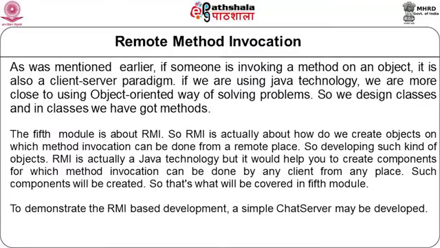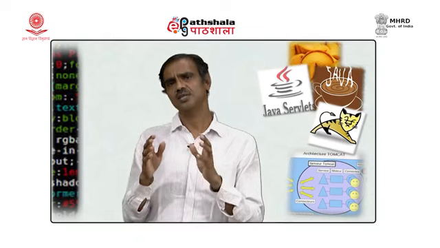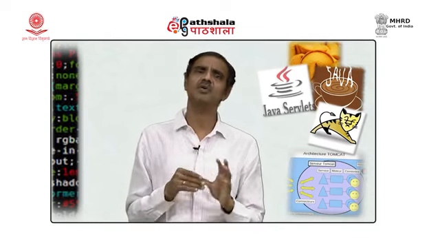So, if we are using Java technology, we are closer to the object oriented way of solving problems. When you design object oriented, you design objects, and in the object we have methods, fine. Now, this module 5 is about RMI.